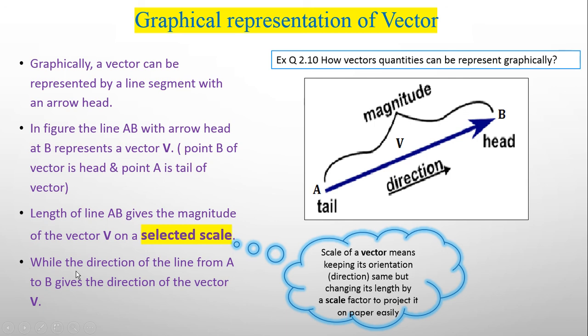Fourth point, the direction of the line from A to B gives the direction of vector V. You can see here line A to B. This is also symbolizing the direction of the vector. In what direction? Towards east, north or south. This head will symbolize this direction.